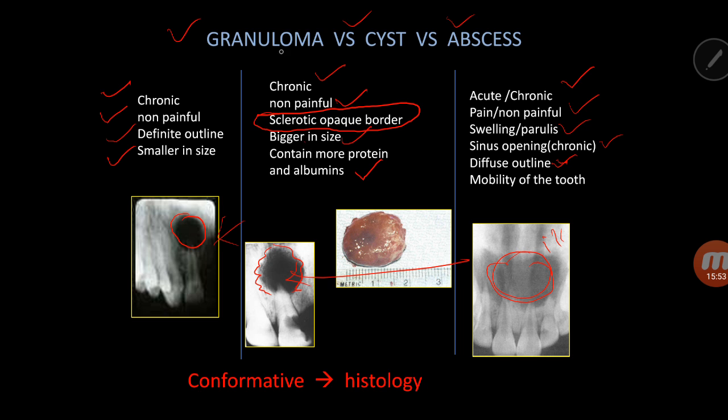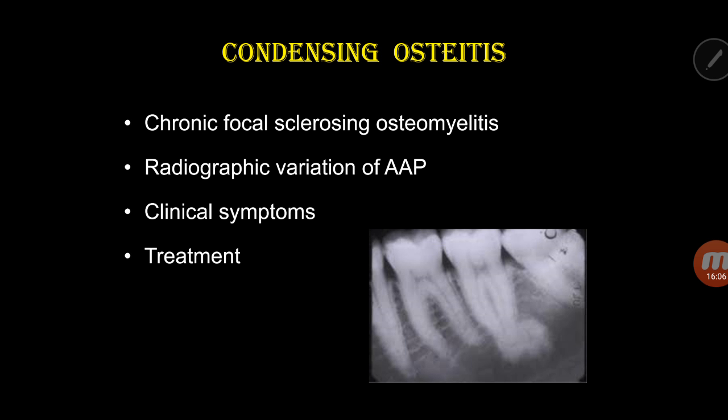So the confirmation of granuloma, cyst or abscess is done by the histological method. It's an MCQ again. So this is a very important slide which covers the differences between the cyst, granuloma and abscess, and the confirmation is always by histology.